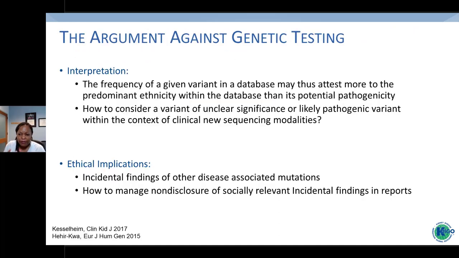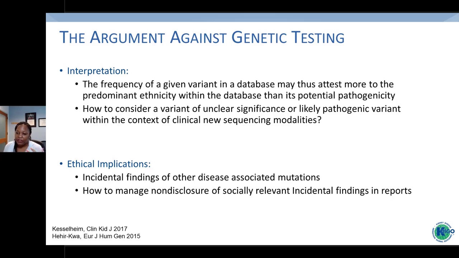So the presence of specific variants obviously varies with ethnicity, and so it's critically important to compare the identified variants in a given patient against an ethnically matched data set. The frequency of a given variant in a database may thus attest more to the predominant ethnicity within that database than its potential pathogenicity. So it's very important to remember this.